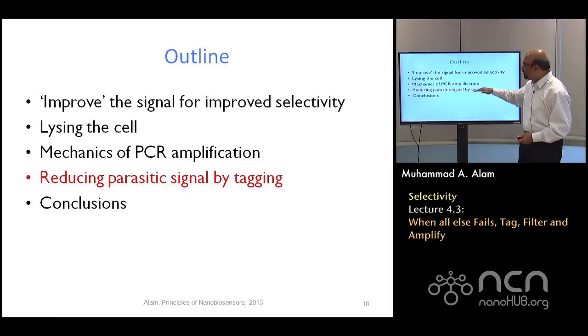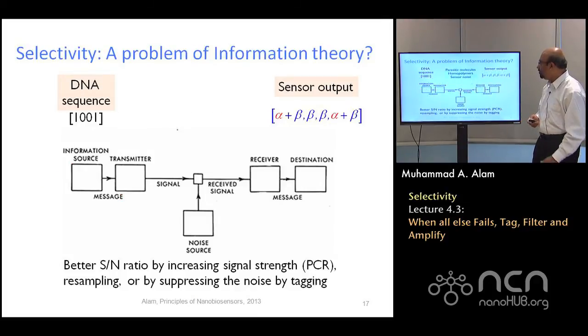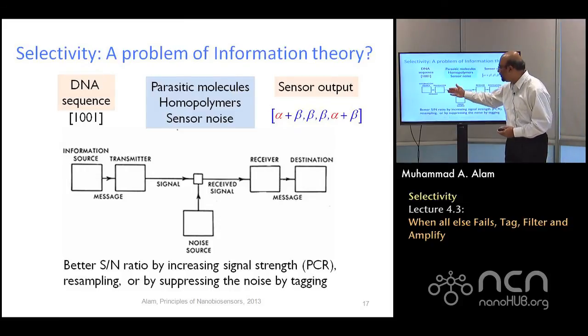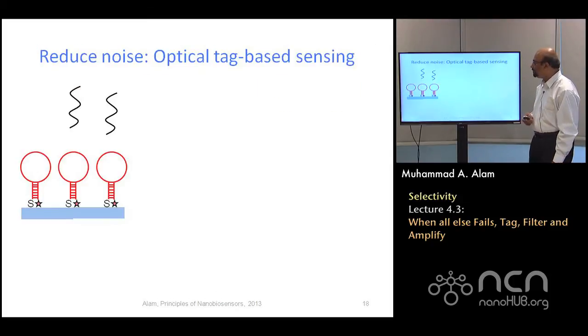Now let's see if there's any way to reduce the parasitic signal, because that way will also improve the signal to noise ratio. Once again, we'll be focusing on whether there is something we can do which will make the noise channel less noisy. In fact, those approaches, how to make the channel less noisy or how to suppress the noise, have been known to people for a very long time.